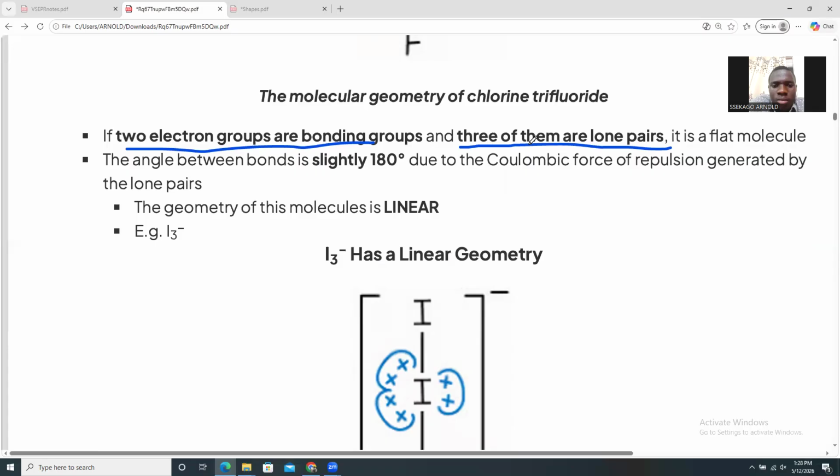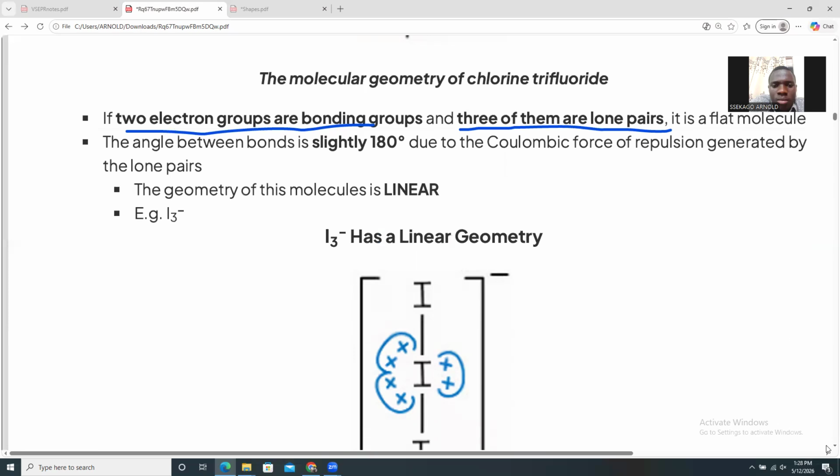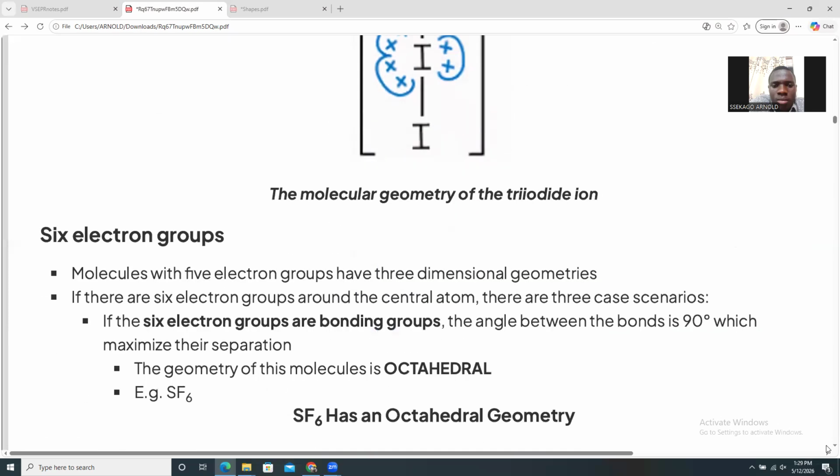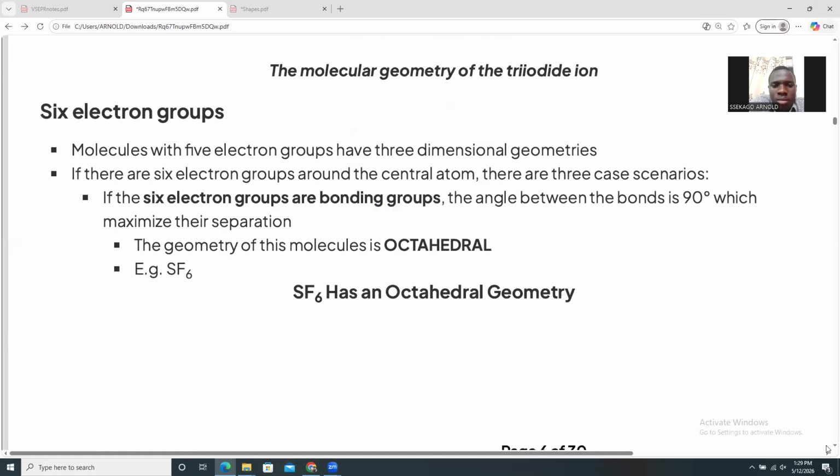And finally, I can also have 2 electronic groups, of which there are also 3 lone pairs, then the total is still 5. So this is linear. And then the next case of exploration is for, allow me first to stop here.